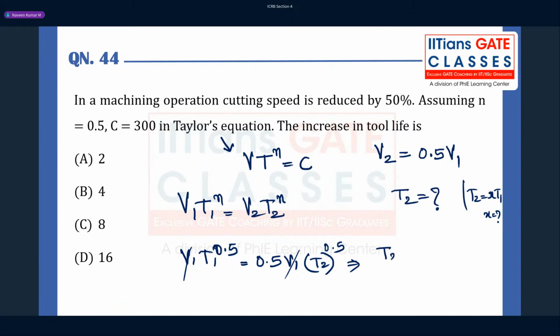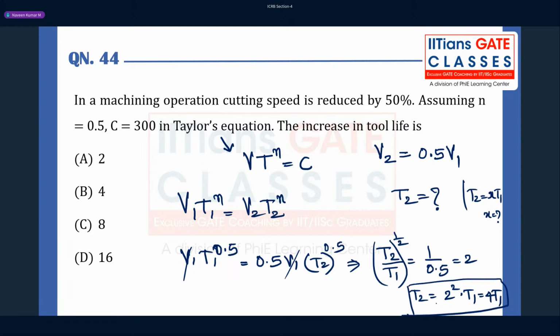T2 by T1 is equal to 1 by 0.5. 1 by 0.5 is 2. And please do not forget this 0.5, this is 1 by 2. So T2 is equal to 2 power 2 into T1, that is 4T1, right? And hence it increases by 4 times. That's it. And this X is 4 here. Finished.